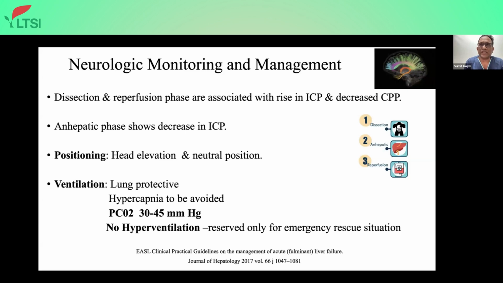For ventilation, lung protective strategies should be used, hypercapnia to be avoided. Target PCO2 level is 30 to 45 millimeter of mercury. And there is no role of hyperventilation in routine situations. It is reserved only for emergency rescue situation. Next.